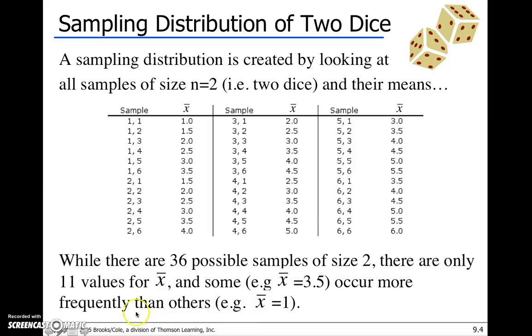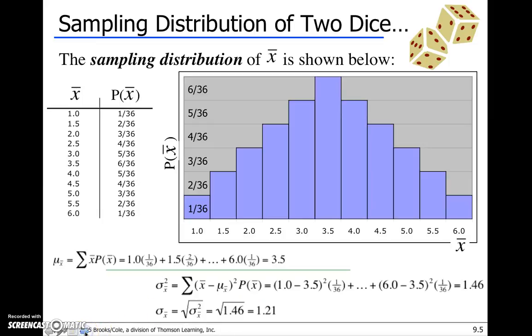That is, x bar equal to 1.0 occurs only once. That is just an observation. Now, the sampling distribution of two dice. Look at the various values x bar has from the table: 1.0, 1.5, 2, 2.5, 3, 3.5. We look at the corresponding probabilities. The probability that the mean is 1.0 only occurs once, so it is 1 over 36. So you have x bar and p of x bar.